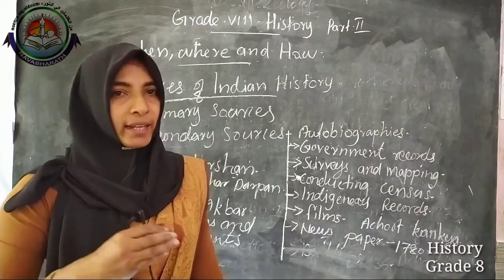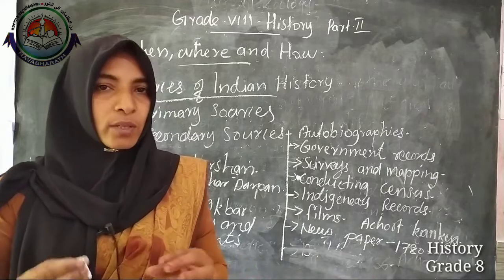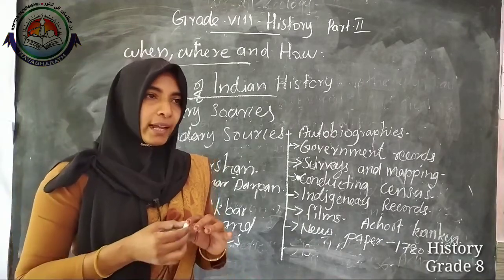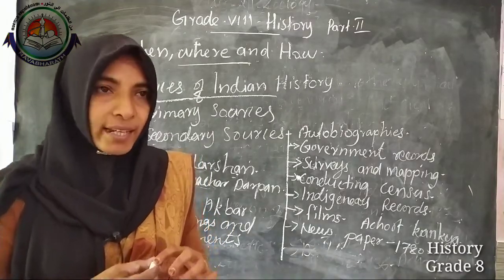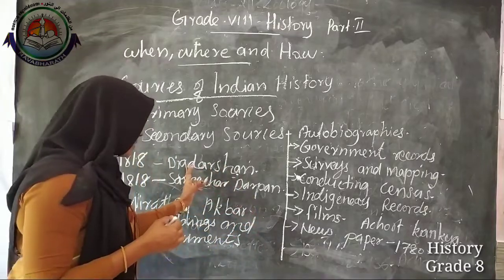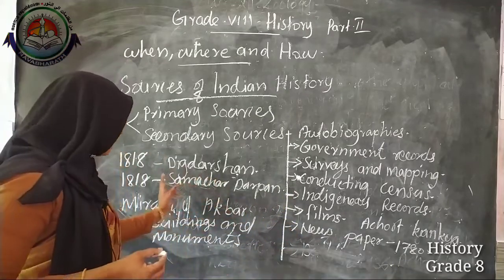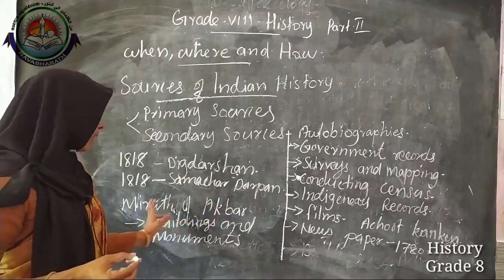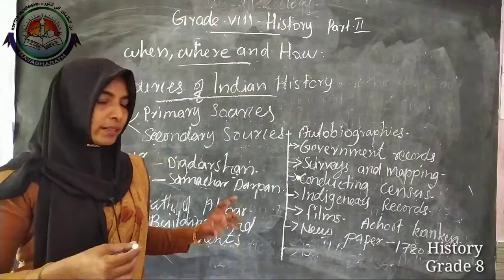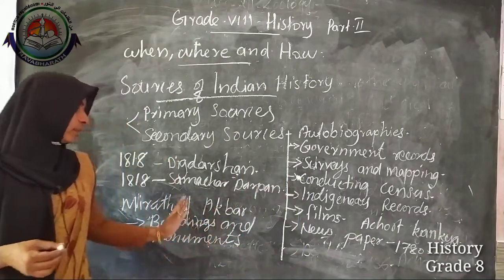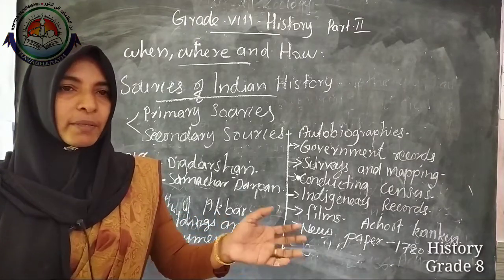James Augustus Hickey. Then after that, we started to publish newspapers in a vernacular language, that means our own language. In 1818, Digdarshan was published. That was the first newspaper published in a vernacular language. In the same year, we published Samachar Darpan. After that, we started to publish newspapers in Persian, Hindi, Sanskrit and so on. Then Miratul Akbar, Bengal Herald, these are examples.